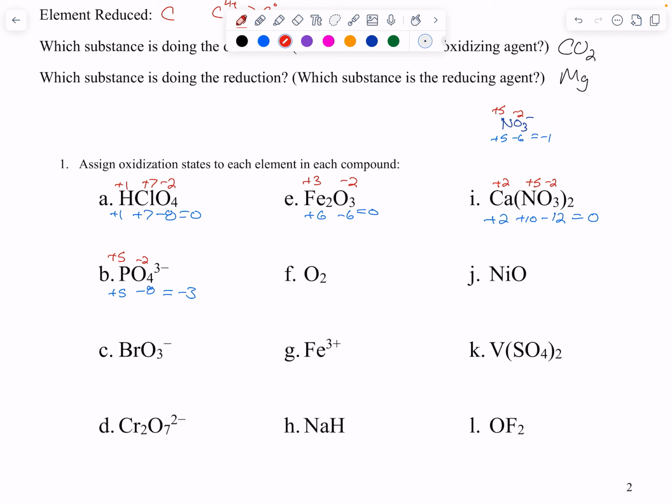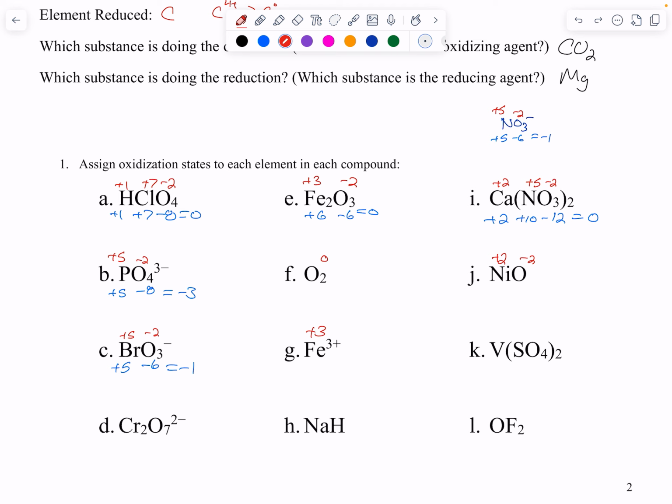We got O2, element by itself. Nice. J, well, the name of that would be nickel what oxide? Oxygen's -2, so nickel 2 oxide. BrO3-, another polyatomic ion. Adds up to -1. Start with oxygen. Oxygen's -2. That's a -6, so that means bromine's +5. Iron 3+. Easy. Don't need to circle it.